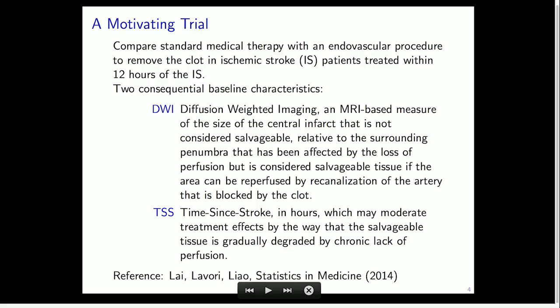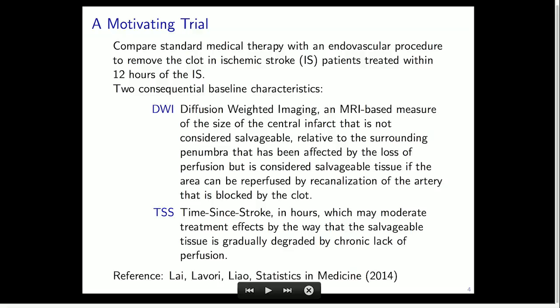and an intervention is done. And so there are two characteristics that tell you how well you're going to do. One is diffusion weighted imaging, which is a measure of the size of the central infarct that is not considered salvageable. Which means that the reperfusion that people perform to maybe make the tissue come alive is affected by how large this area is. And then also there's the time since stroke: the longer you wait, the worse your prognosis is going to be.